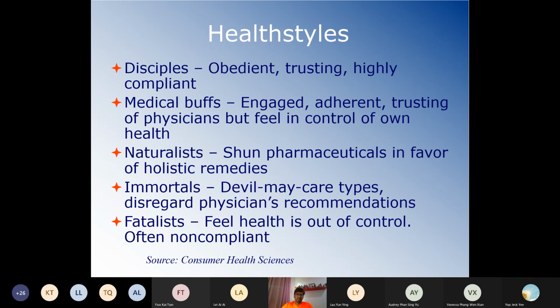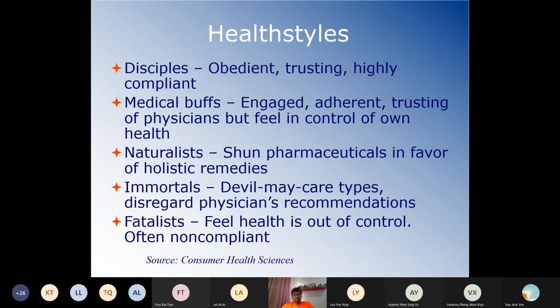Health style is another parameter. So you can see the different terms are given. Disciples are the group of people who will be obedient, trusting, highly compliant. They'll be highly pious. They are the people who will think that everything that happens to their health, God will make it better. So they will not be showing much interest towards medication or treatment. They will think that the disease has been given by God and God will correct it.